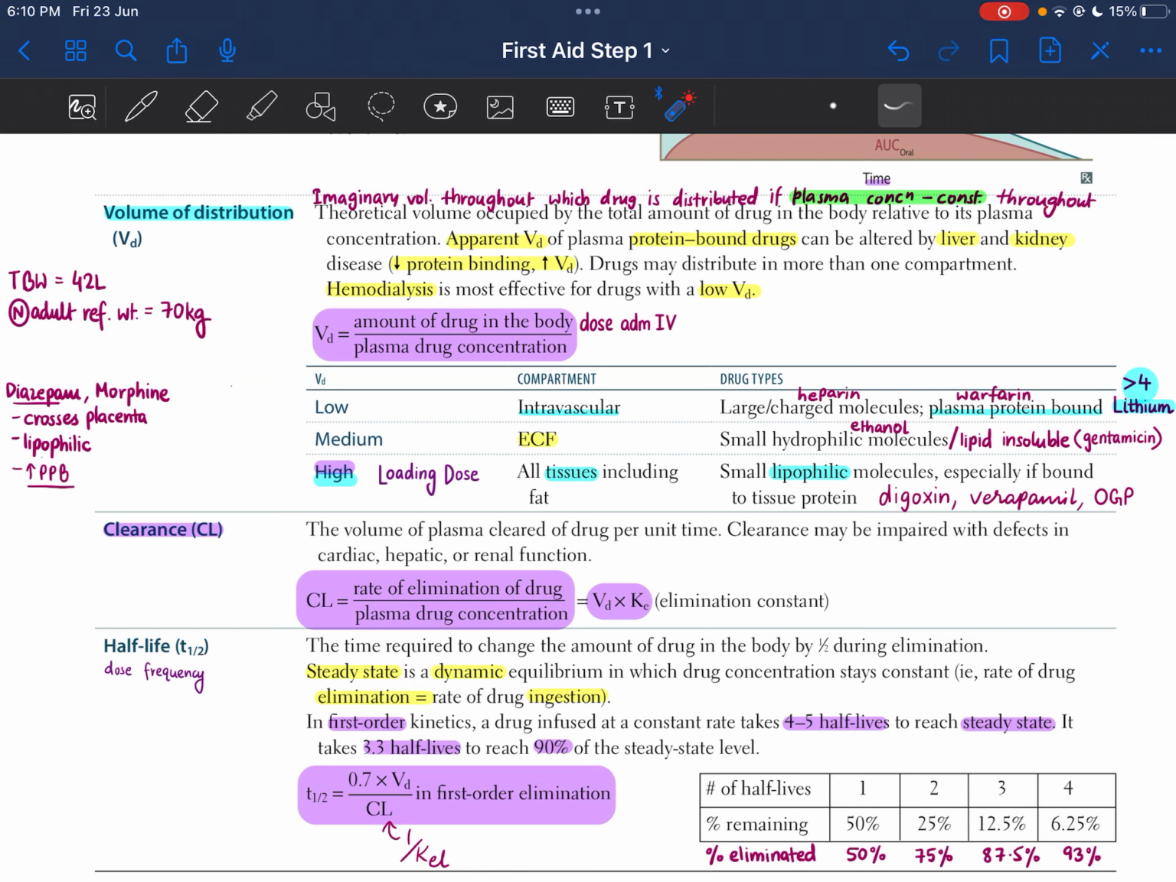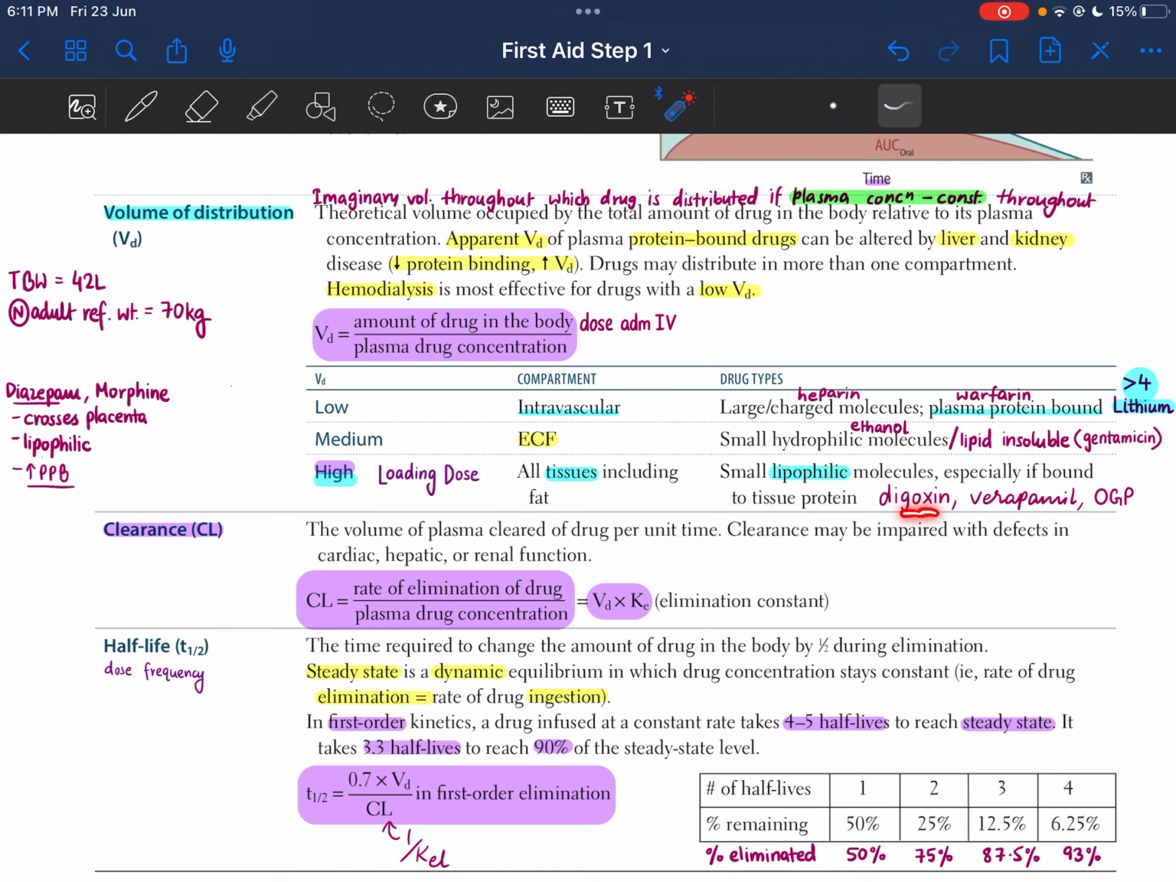Now what is the significance of high VD here? Obviously anything that has a high volume of distribution is going to get quickly distributed in the tissues. So that's why you need to give a good loading dose for such drugs, so that they can reach a concentration maximum in the plasma. That is important. The compartment is all tissues including fat. These are small lipophilic molecules, obviously, and tissues as well, especially if bound to tissue protein. So digoxin, verapamil and organophosphates, all of these have a high volume of distribution.